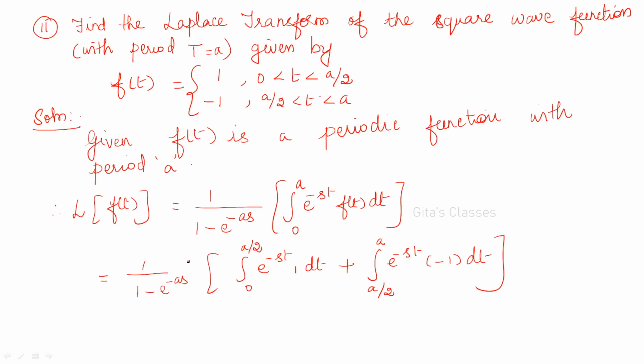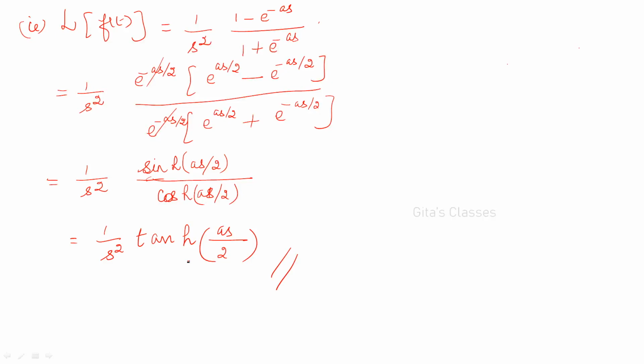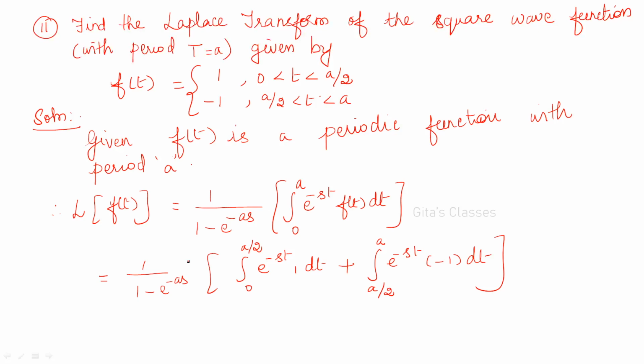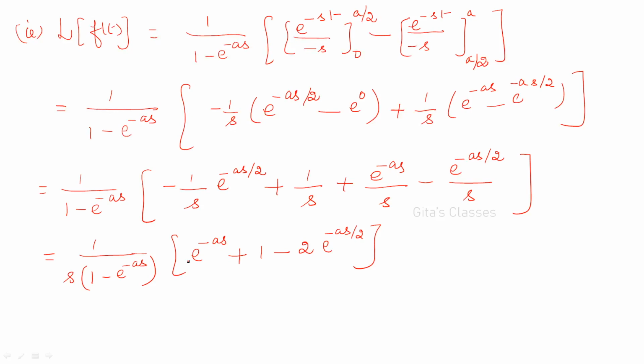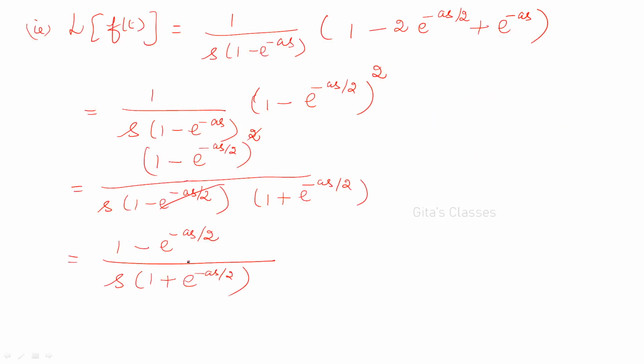Similarly, in the same way, you will have this function. Actually, these are important problems. Sometimes you will be asked to prove that L of f of t is equal to 1 by s squared into tanh as by 2. In the same way, with 1 and minus 1: from 0 to a by 2 it is defined as 1, and from a by 2 to a it is defined as minus 1. It is exactly similar to the previous problem. I have done the steps also. You can go through this.